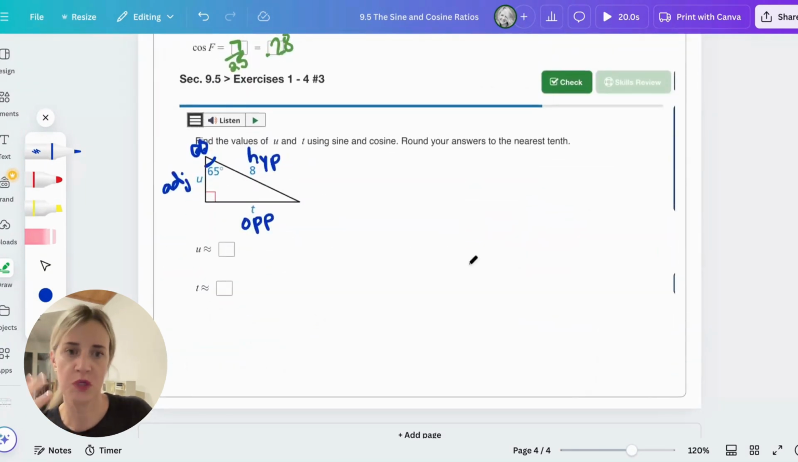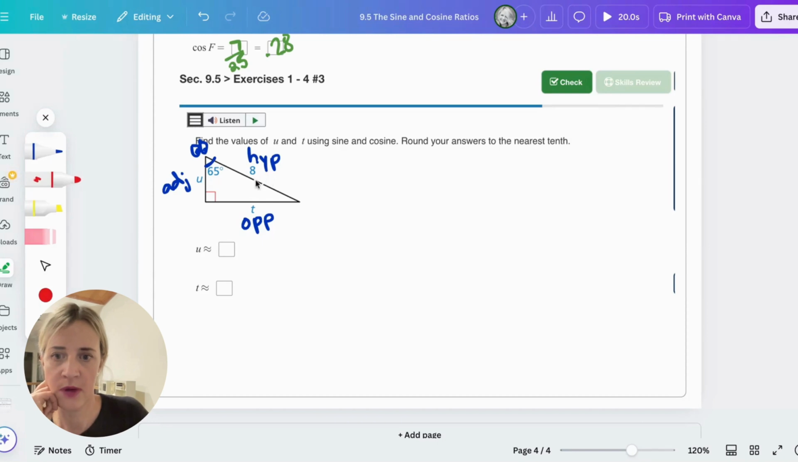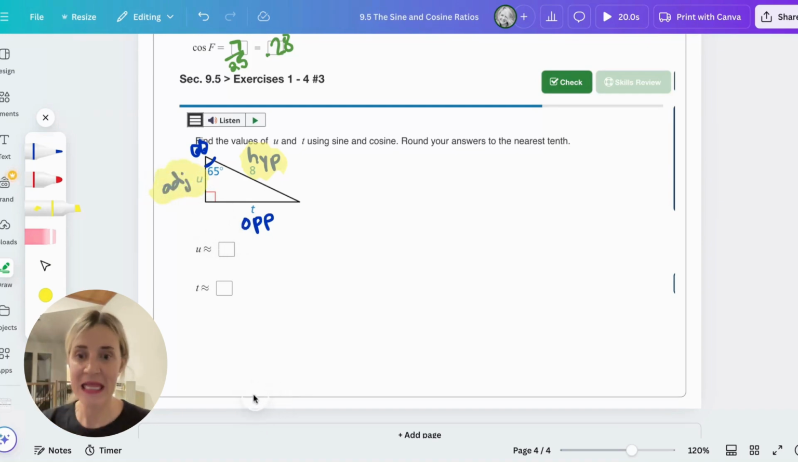How you determine which trig ratio you use is you figure out what do we know and what are we trying to find. Okay, so in this case, we know the hypotenuse. I'm going to do a highlight. We know the hypotenuse. What are we trying to find? Well, we're working on u in this case. To find u, we want to find the adjacent. So that's going to tell us what trig ratio we're going to use. We're going to use the trig ratio that deals with adjacent and hypotenuse.